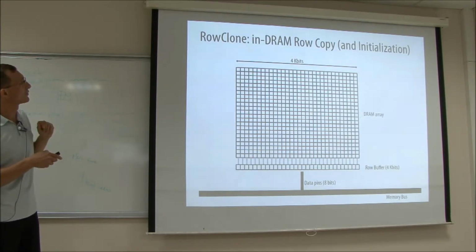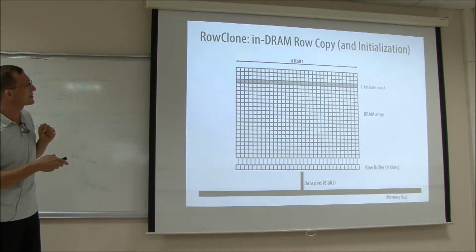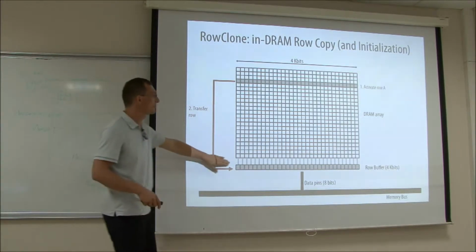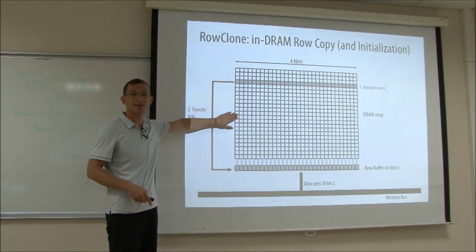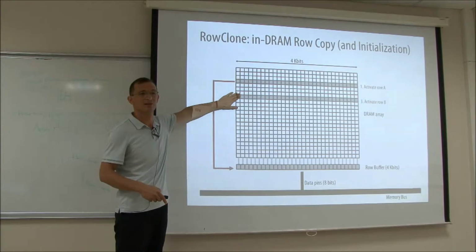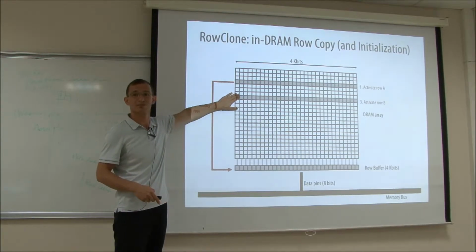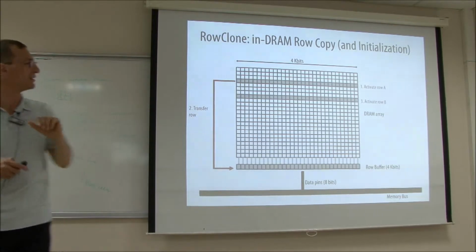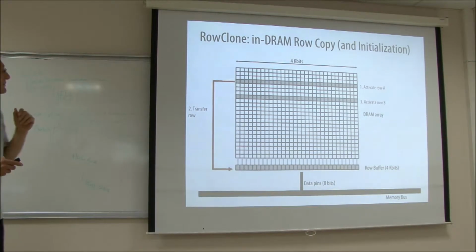So the idea of RowClone is basically this. This is the source row. We activate the source row. And that brings the data into the row buffer. Now, once the data is stabilized in the row buffer, we're going to simply activate the destination row. And this will drive the data into the destination row. And if this is your page granularity, then you've done a page copy. And this is very fast, right?